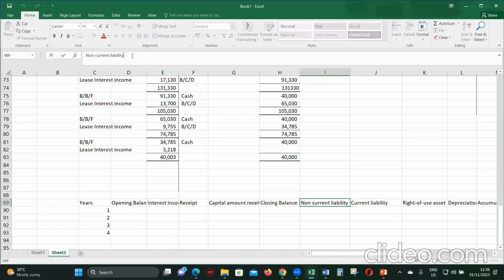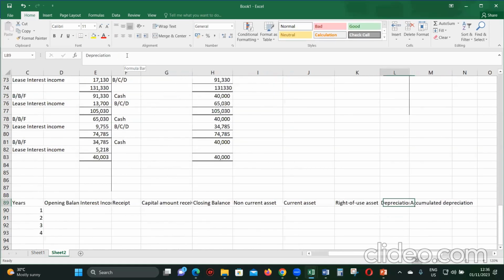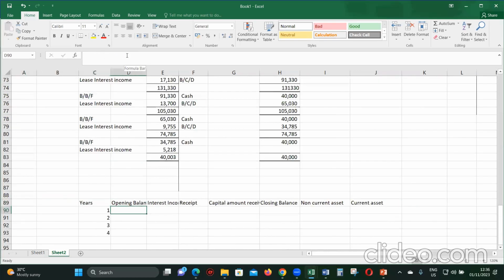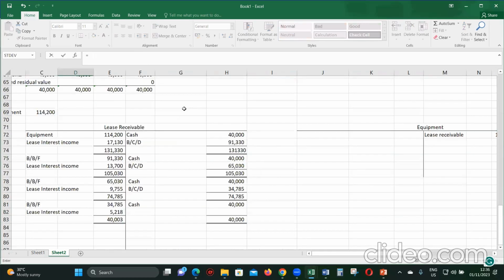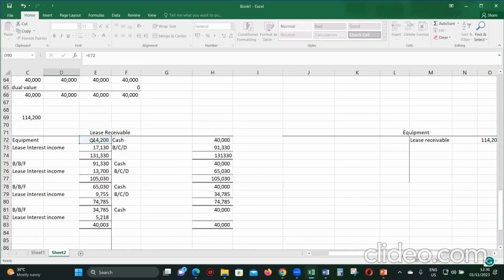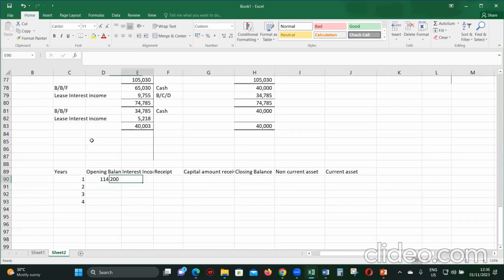So, non-current asset and current asset, right? You don't have a right of use asset. You don't have depreciation. Clear? Right. Opening balance. Opening balance is what? 114,200. What is the interest? Multiply this by 15%.